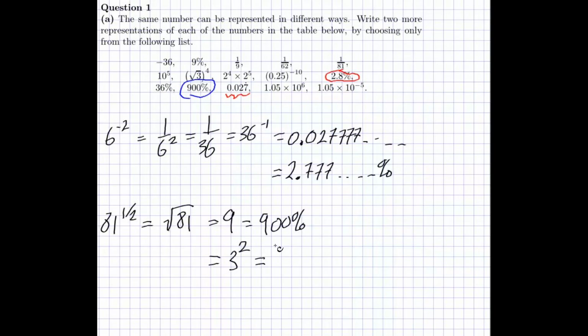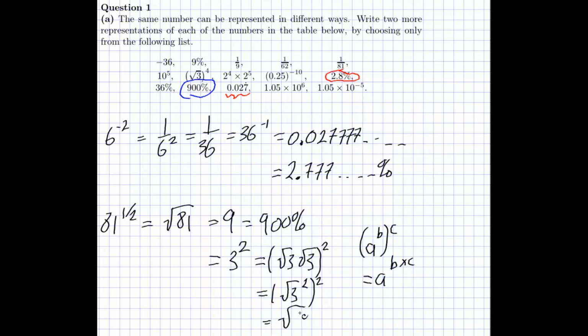So I'm going to say that 3 is root 3 times root 3, and that is squared. Now, root 3 times root 3 is root 3 squared, so we get root 3 squared, and then that's squared again. And our rule for powers that look like this is a to the power of b, brackets, power of c, is a to the power of b times c. So that is root 3 power of 4. So that's what we have.